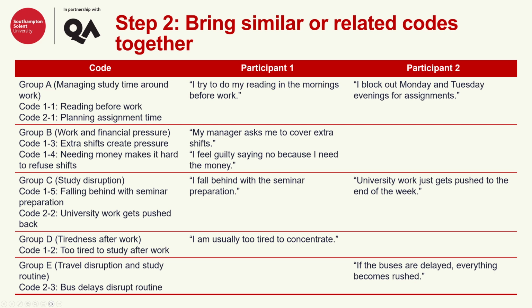Group D currently contains tiredness after work, and Group E contains travel disruption. A temporary group is allowed to contain only one code. We should not force unrelated codes together simply to make every group look substantial. A small group may later gain more codes, join another group, or move into a miscellaneous category.